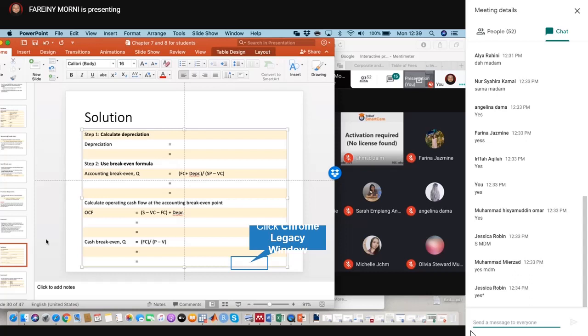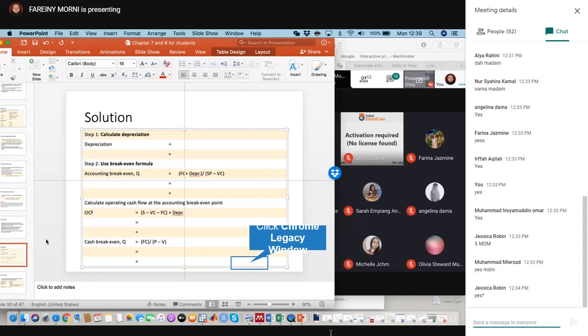Alright, so the next one is accounting break-even. So it leads to a zero net income. Alright, so that means net income equals zero. Earlier was average and marginal cost. Okay. Q is equal to fixed cost plus depreciation divided by selling price minus variable cost.